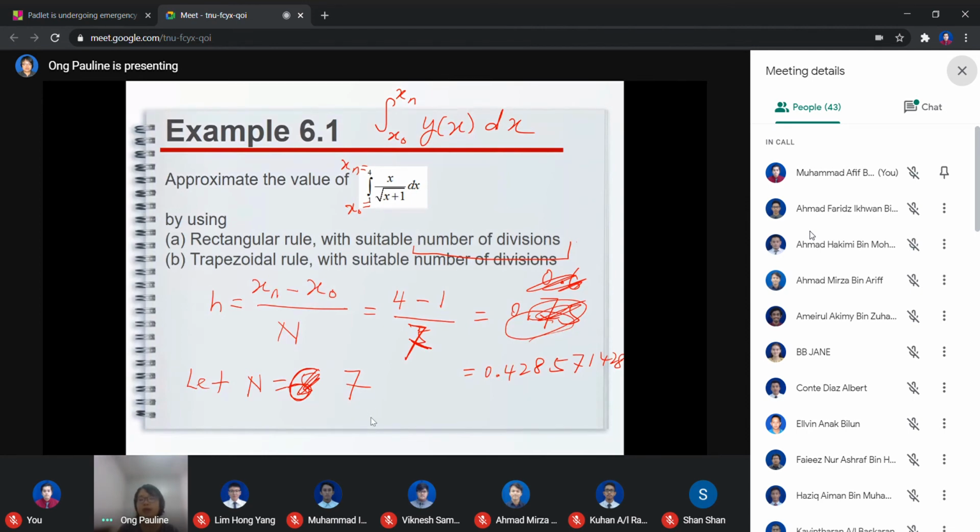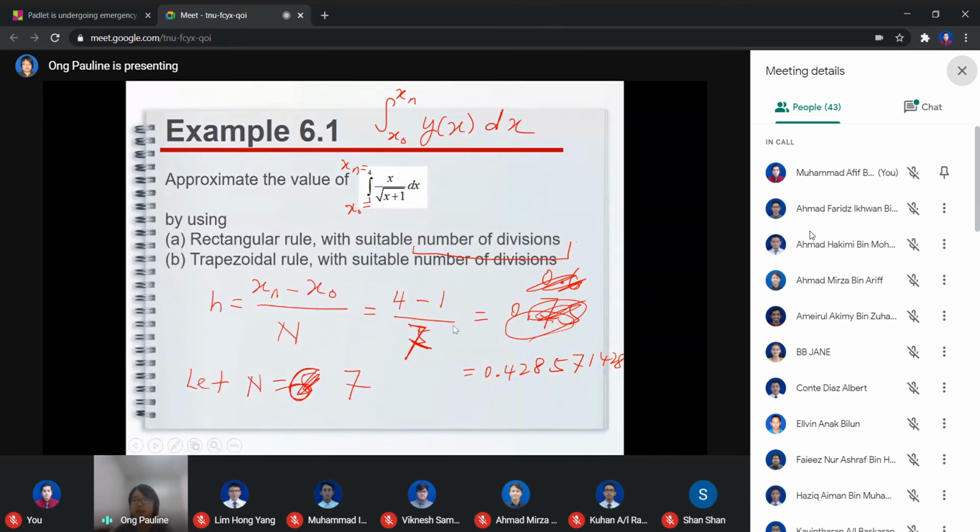So meaning that this is not a smart choice. Remember that if you have not been stated what is the suitable number of divisions here, then you just choose the value of n where, when you try to calculate the h, you will get a finite number here. All right. So for this case, I will just choose my n to be 10. Easier. All right.